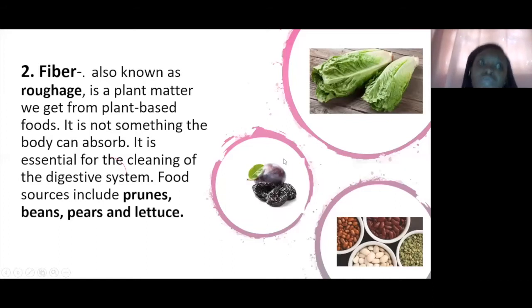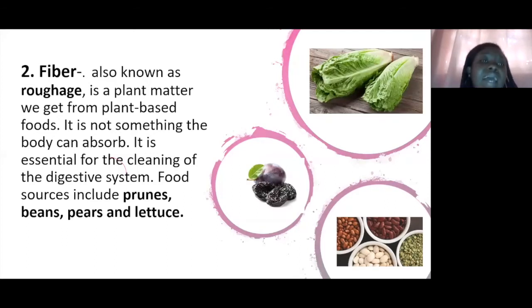Now, this wasn't mentioned in the video, but our second type of nutrients is called fiber. And fiber, which is also known as roughage, is a plant matter that we get from plant-based foods, right? So do we get these from animal foods? What do you think? Based on what I just said. Yes, no, maybe so. No, very good, Kiana.